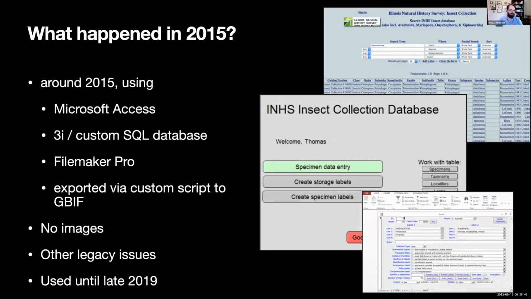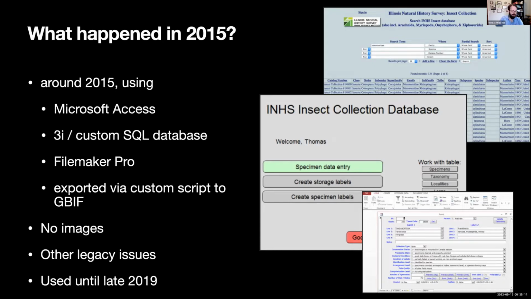We were using Microsoft Access one for profiling, 3i, and a custom SQL database created by Dmitry Dmitriev for some basic data entry, FileMaker Pro for some more rigorous data entry. And Dmitry had to basically write a custom script to collate all of this, export it as a Darwin Core archive, and get that up to GBIF.